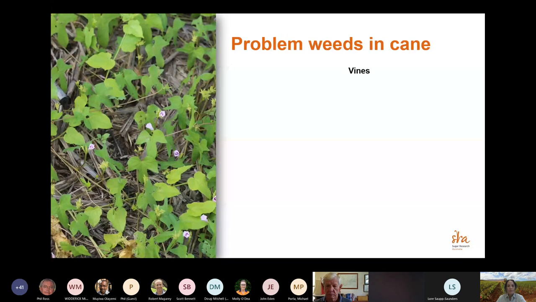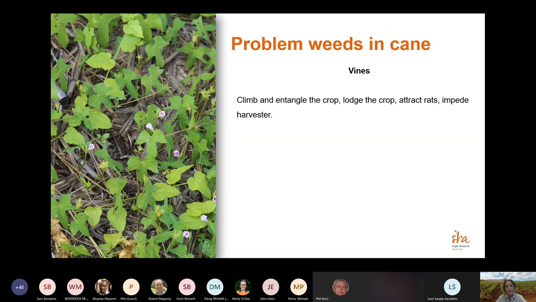Next, I'm going to quickly review the vines. So the vines are also broadleaves, but they've got additional features, which is they can climb and entangle the crop, lodge it, attract rats, and impede the harvester. So even if they are quite easy to control with selective herbicides, they often need several passes and specific equipment like high-rise or aerial spraying.